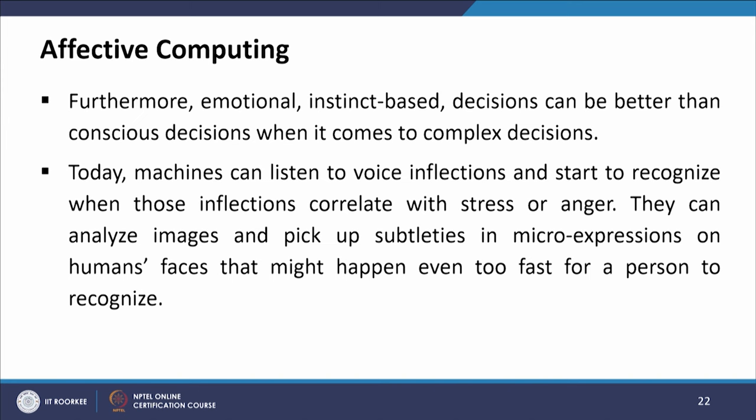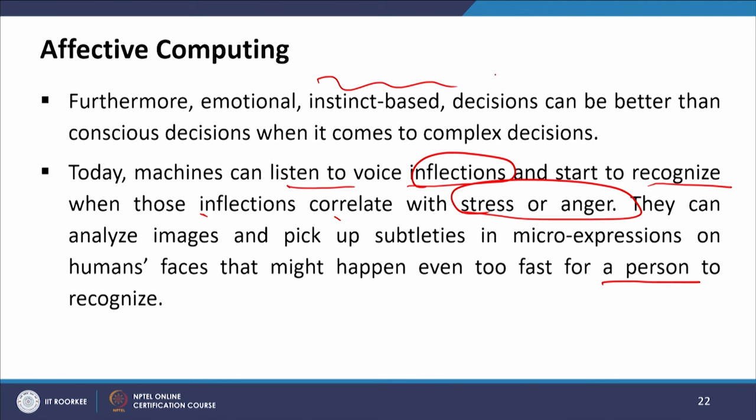Today, machines can listen to voice inflection and start to recognize when those inflections correlate with stress or anger. So, these machines are listening to the voice inflection and they start recognizing when this inflection correlates with stress or anger. They can analyze images and pick up subtleties in micro expressions on human faces that might happen even too fast for a person to recognize. So, even if a person is not able to recognize, these software are able to recognize.